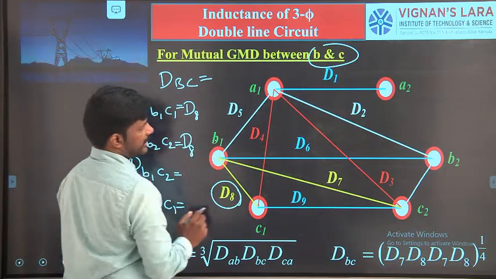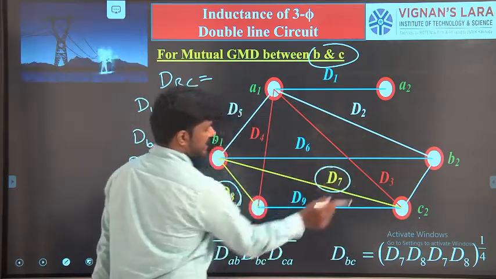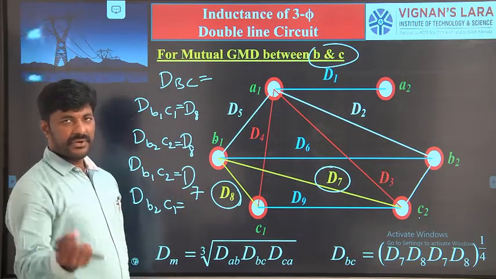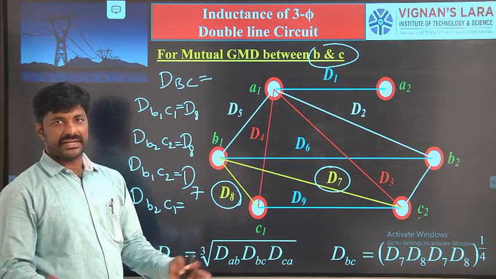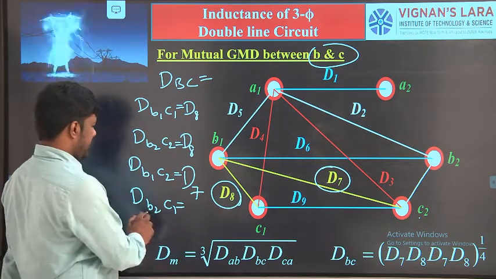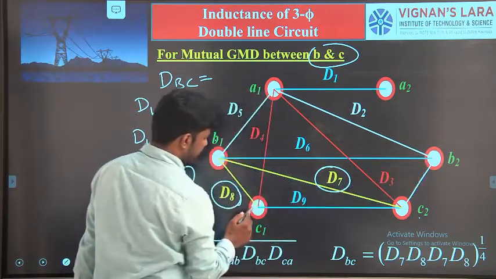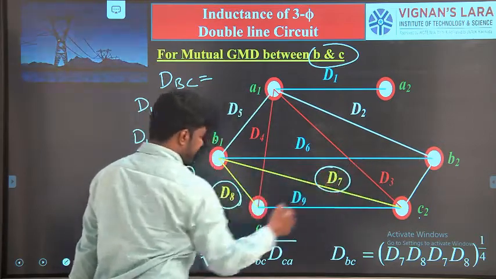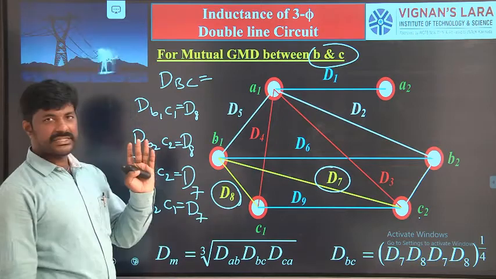This is B1 and this is C2. The distance between these two is D7. I'll write this as D7. The only thing you have to do is identify the distances. It's a small geometry, right? Next, B2 C1. What is B2 C1? Yes, this is B2 and this is C1. This distance we already identified as D7. So this is D7. Altogether 4 distances are there with us.